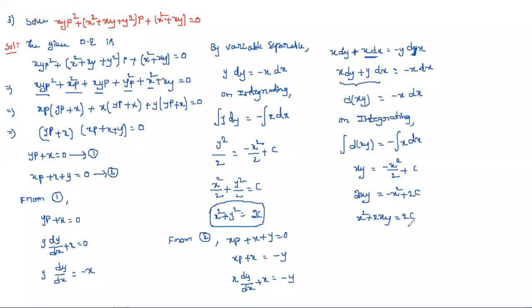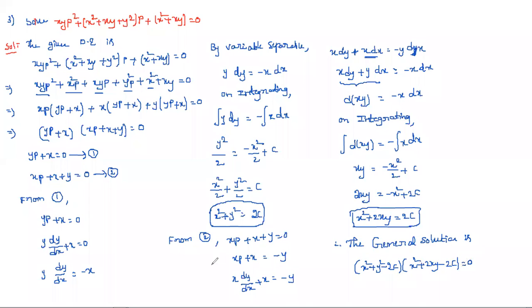So this is the general solution of the second equation. And now we need to write the total general solution of the given differential equation. So therefore, the general solution of the given differential equation is, here it is, x square plus y square minus 2c into x square plus 2xy minus 2c is equal to 0. So this is the general solution of the given differential equation. So this is the way you need to find the solution if it is solvable for P.